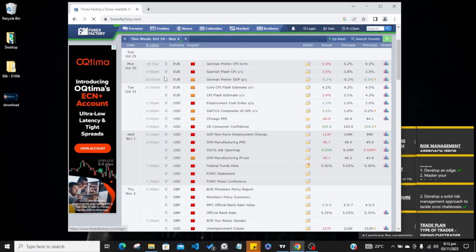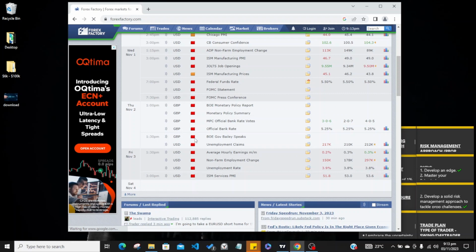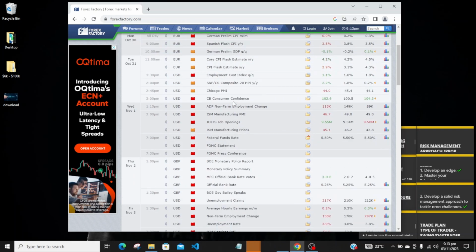As you can see here, on Monday we had a red folder news on Euro, then on Tuesday just on USD, then on Wednesday that was where the craziness started. We had a bunch of red folder news on USD, even FOMC, and on Thursday we had GBP news with unemployment claim. Then on Friday we had NFP and unemployment rate. So Friday, Wednesday and Thursday were really high volatile news. I only traded on Tuesday and Wednesday, and I sat out the rest of the days because I didn't want to take part in any news event.